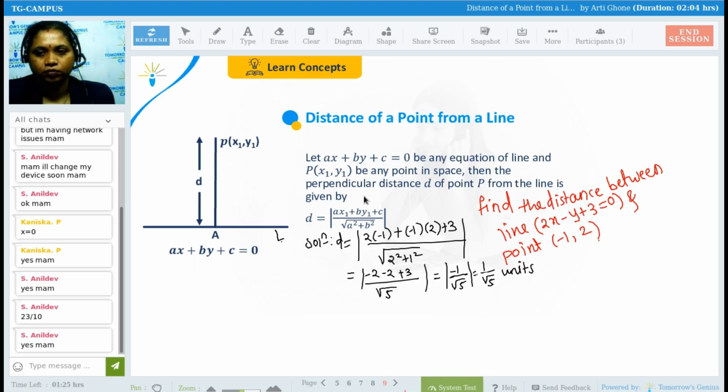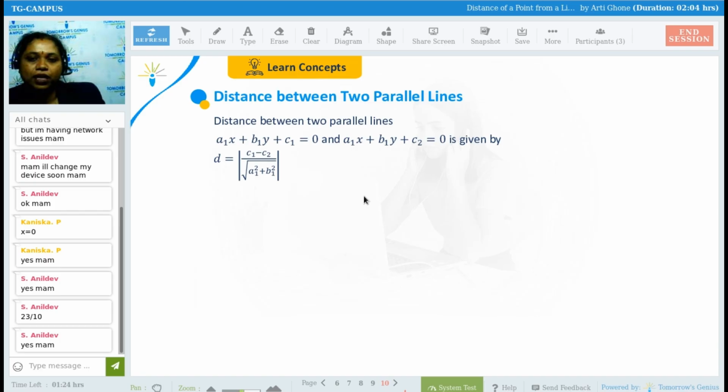Got the same? Okay, 1 by root 5 units. So this is how simple it is for the CBSE platform. Just understand: you have to remember the formula, put the values, get the answer. Clear? But that is not that easy for the JEE format. If all these formulas are mixed in one question, that will be a really next level task for you guys. Okay, so this one is about the distance of a point from a line.